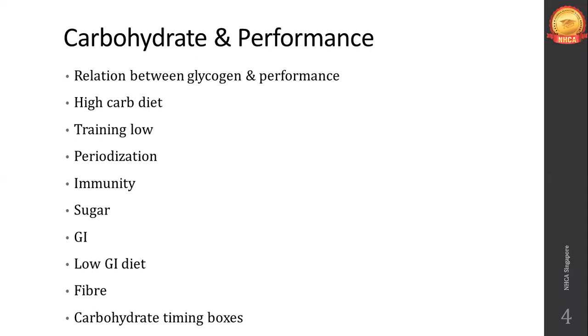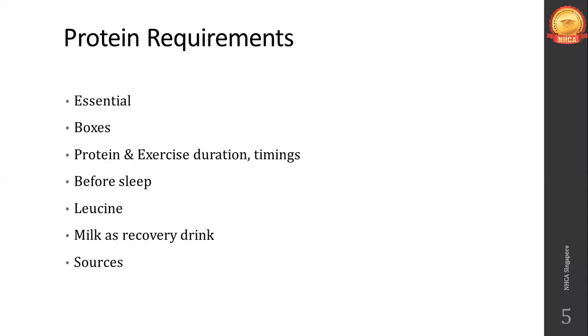Coming to the next chapter, protein requirements. What is protein? Why would athletes need protein? How many essential amino acids are there, and the list of them. All the boxes regarding protein metabolism, bioavailability of protein, please read that. Protein and exercise duration: before, during, after.